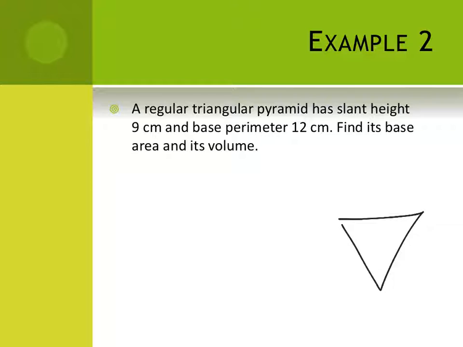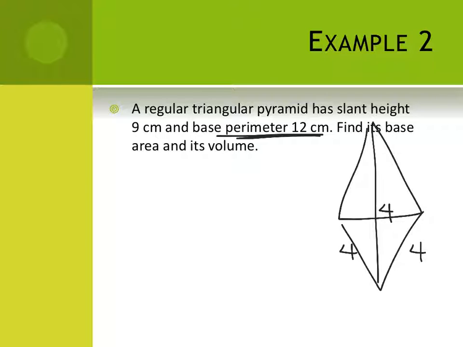Draw a triangle and draw some lines up. I know that it is regular. Notice its perimeter is 12. So what would each side be if the perimeter is 12? 4. So the base here, each one is going to be 4.